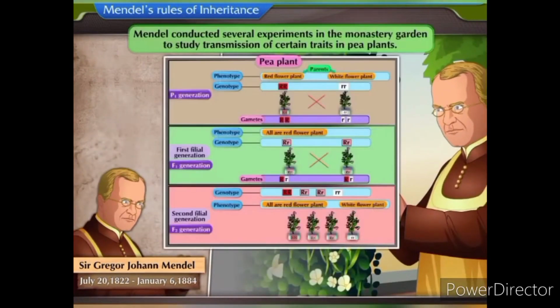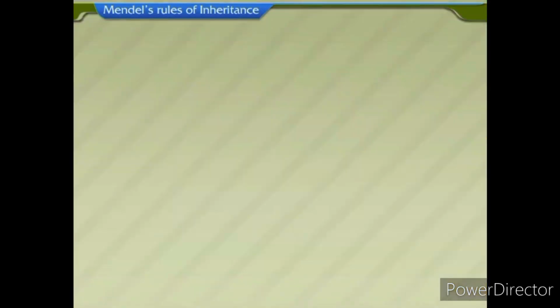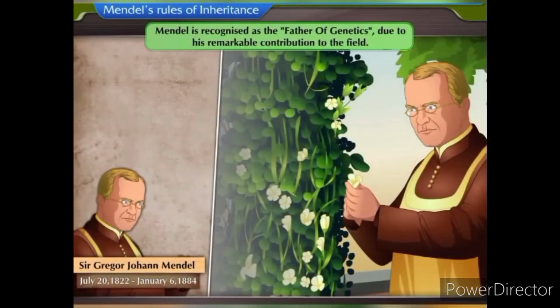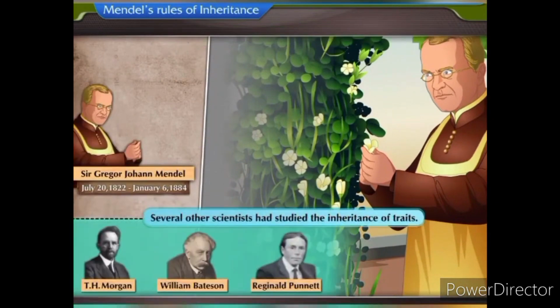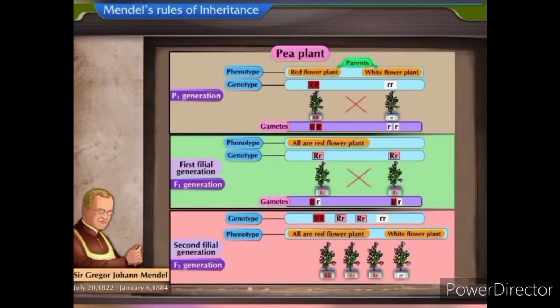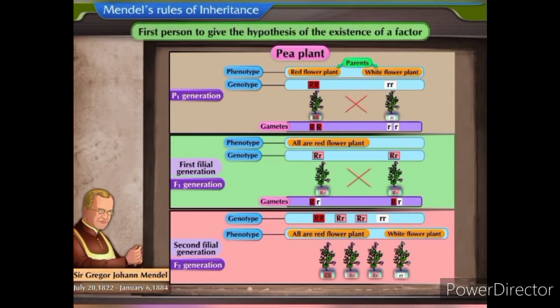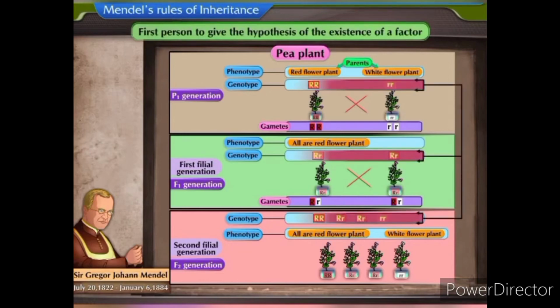He conducted several experiments in the monastery garden to study transmission of certain traits in pea plants. He is now recognized as the father of genetics due to his remarkable contribution to the field. Several other scientists had studied the inheritance of traits. However, Mendel blended his knowledge of science and mathematics and was the first person to give the hypothesis of the existence of a factor called the Mendelian factor to explain continuity and variation. This factor is known as gene.